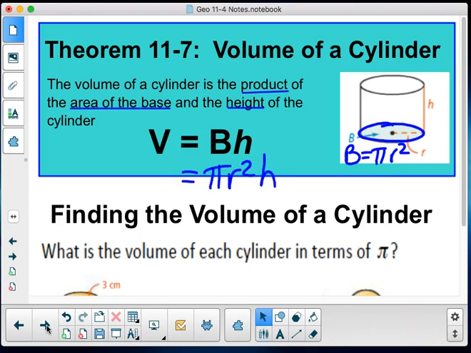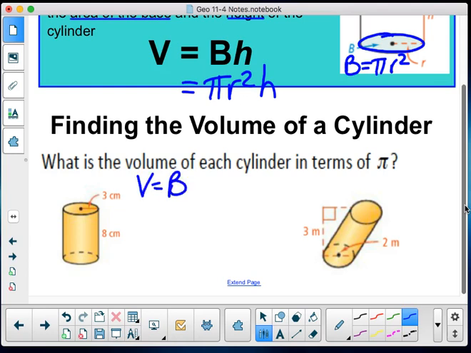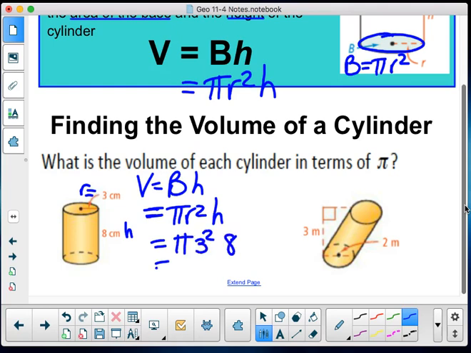Okay, the volume of a cylinder has that area of the base, pi r squared, times the height. Area of the base, pi r squared times height. Well, big B is pi r squared. So volume's still big B times h, but big B is pi r squared h. So now I've got r, I've got h, so pi 3 squared times 8, 9 times 8 is 72 pi. And they wanted this in terms of pi, so I got 72 pi centimeters cubed.